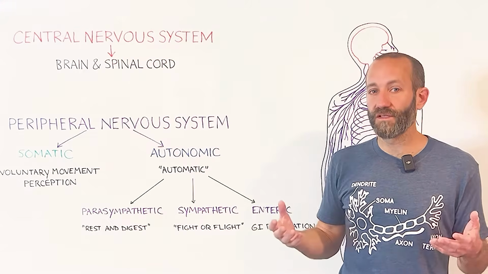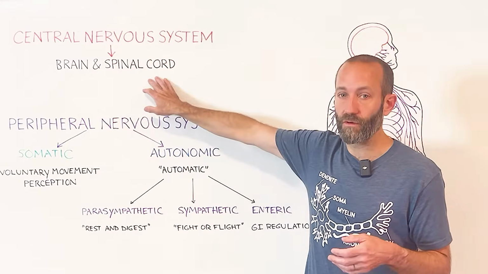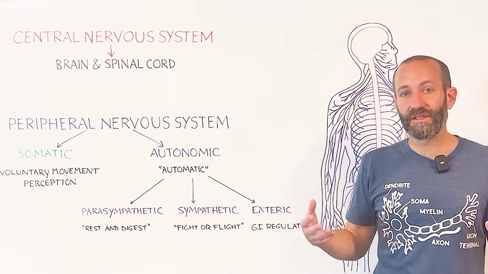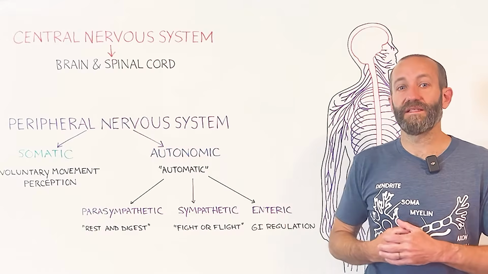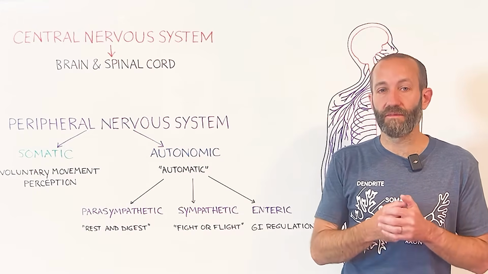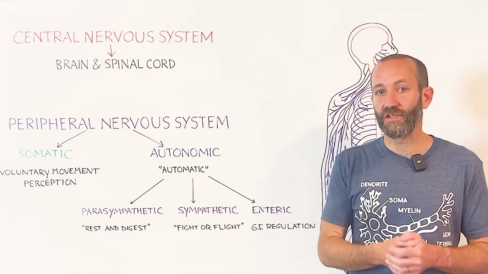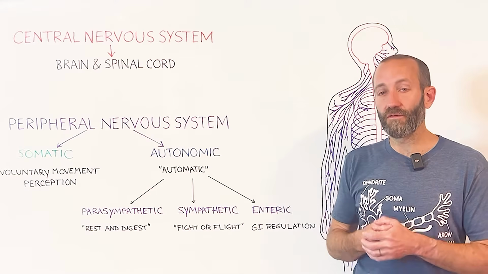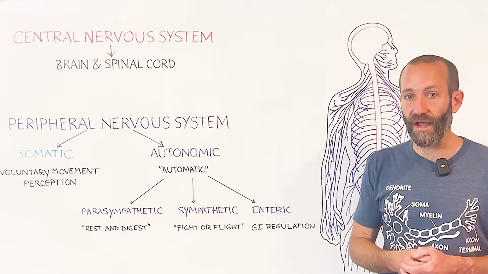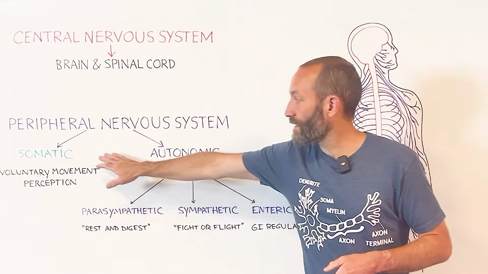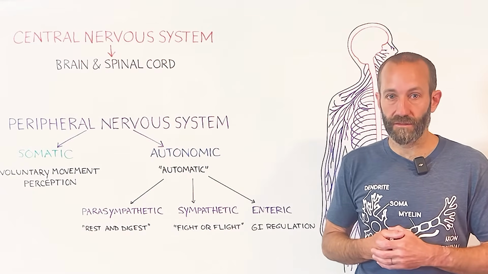So the central nervous system is made up of the brain and spinal cord, but the peripheral nervous system consists of everything else and is necessary to allow the brain to control the rest of the body as well as receive information from it. The peripheral nervous system can be further subdivided into the somatic and autonomic nervous systems.